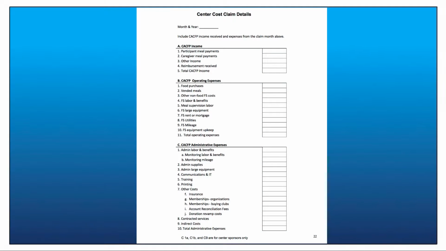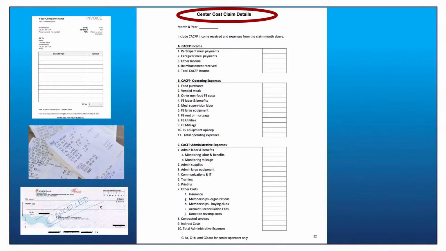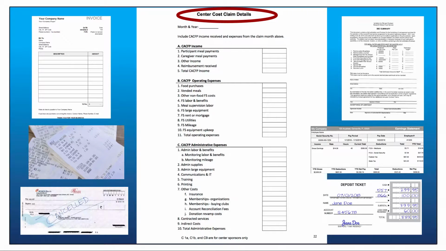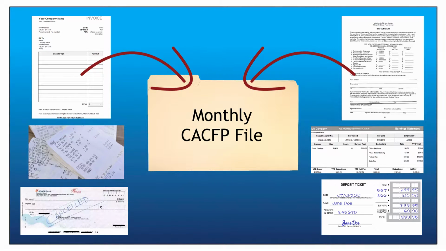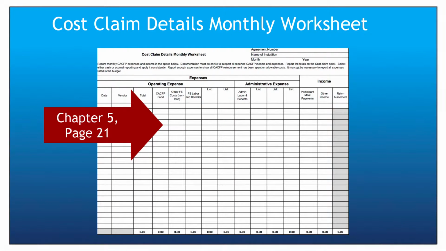All CACFP income and expense reports on the cost claim details must be documented with invoices, receipts, canceled checks, bid documents, pay stubs, or deposit slips. All documents must be kept in a monthly CACFP file. Use the Cost Claim Details monthly worksheet to summarize and organize monthly income and expenses to be reported.